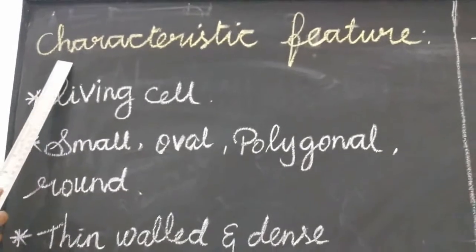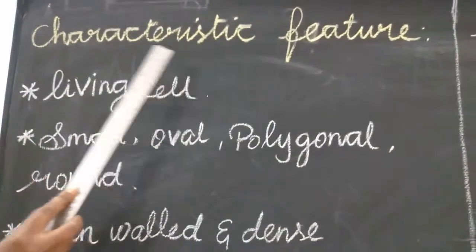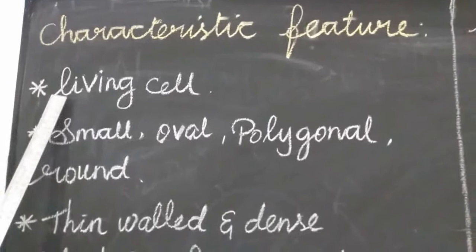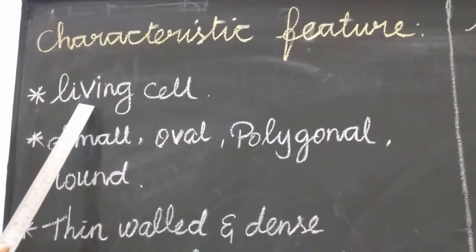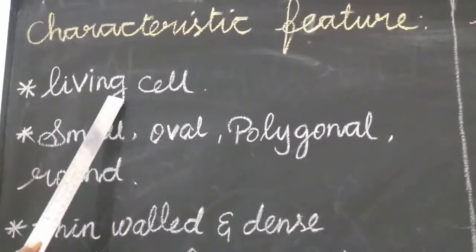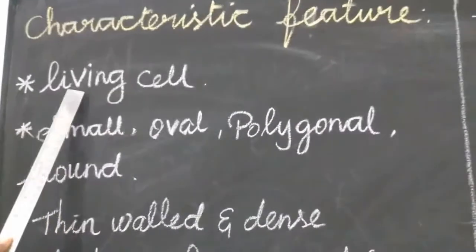The next one is the characteristic features of meristem. What are the characters of meristem? It is a living cell.